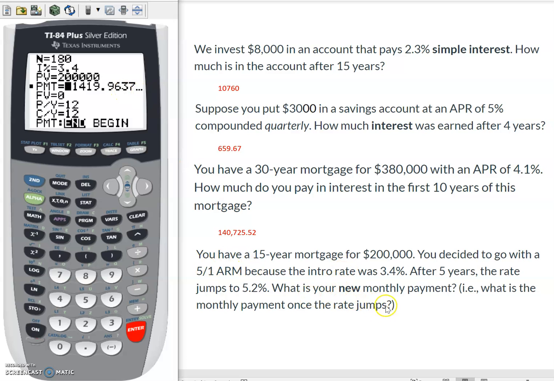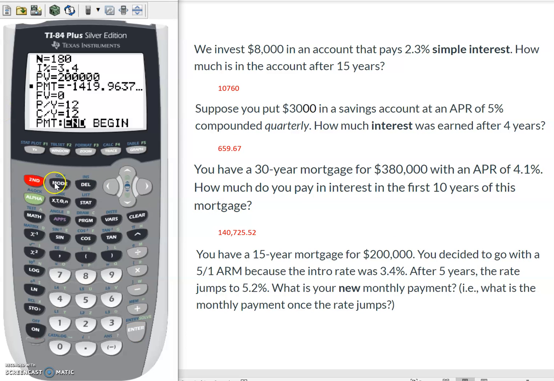If we want to know the new monthly payment, there's one very important piece of information we need, which is, we'll know that we have 10 years left. We're 5 years in, so after 5 years, we have 10 years left. We know that the interest rate jumps. We know that our future value is still 0, but what's going to change is that present value. We shouldn't still owe the full 200,000 after 5 years. So here's where we want to find our balance.